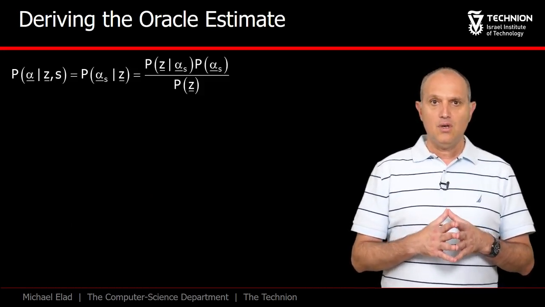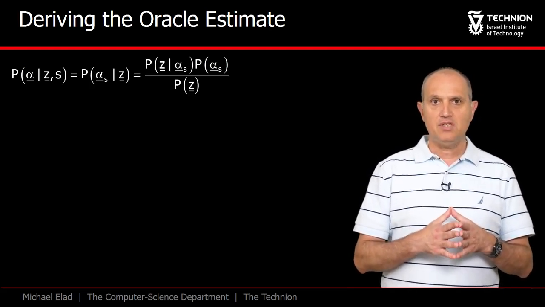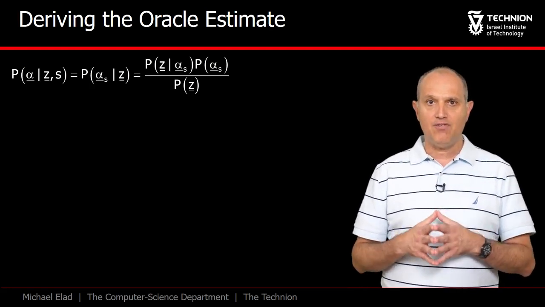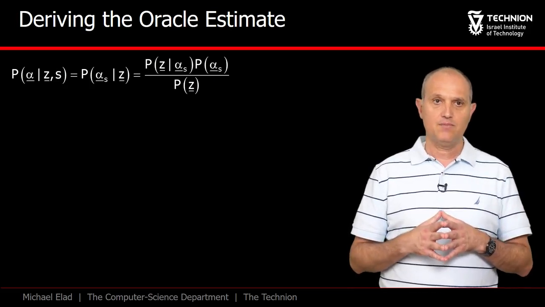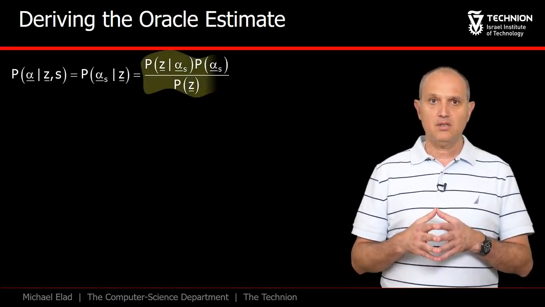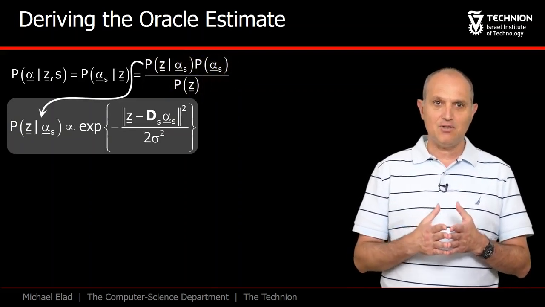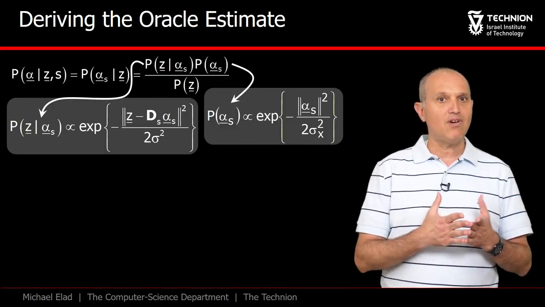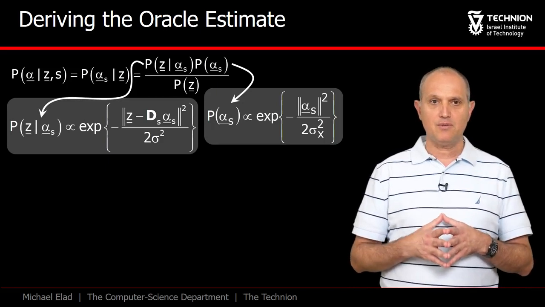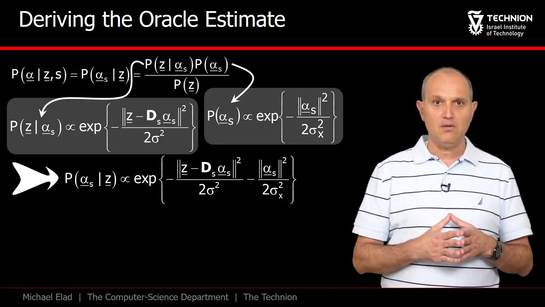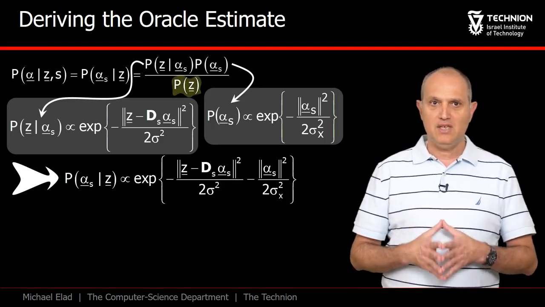The oracle works with a posterior probability of alpha given z and s. Knowing s means that we know where the zeros are in alpha, and so our estimation focuses only on the non-zero part, alpha_s. Using the Bayes rule, we get this alternative expression. Who is p of z given alpha_s? This is exactly the Gaussian distribution of the noise. Who is p of alpha_s? This is yet another Gaussian that describes the distribution of the non-zeros. So we can write the oracle's posterior as the multiplication of the two, and the denominator serves only as normalization.